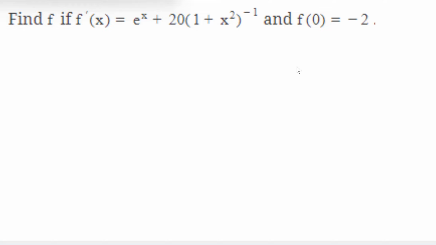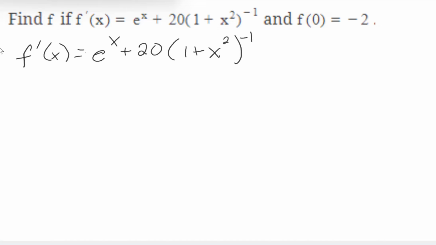Let's look at this one. So I've got f prime of x is e to the x plus 20 times 1 plus x squared to the negative 1. And they also give me this. Why they gave you that is, remember I said we have the plus c, unless they give me more information, that's the more information. So now that they've given me that, I can use that to find what c is at the end. Okay?